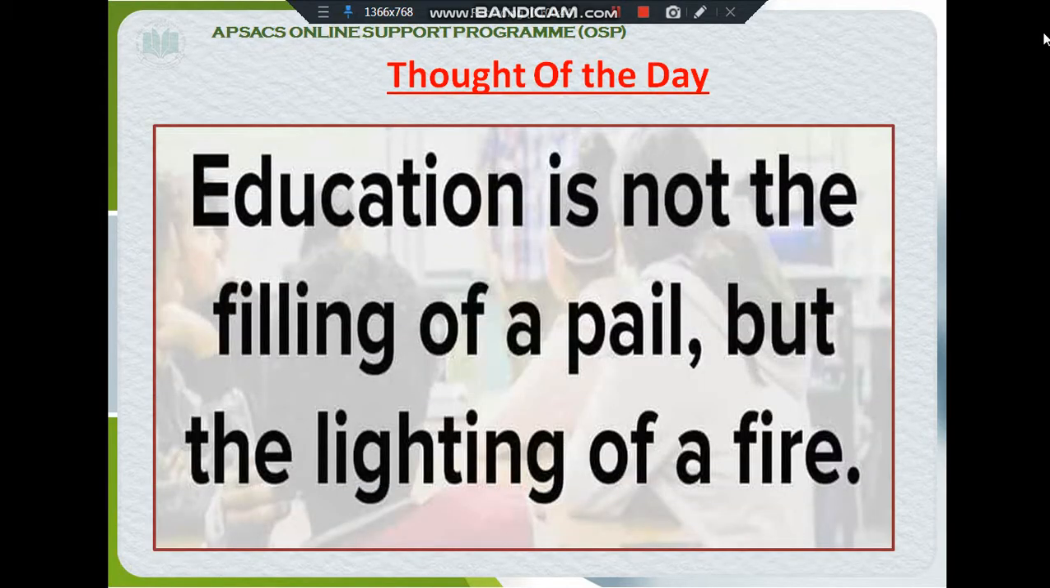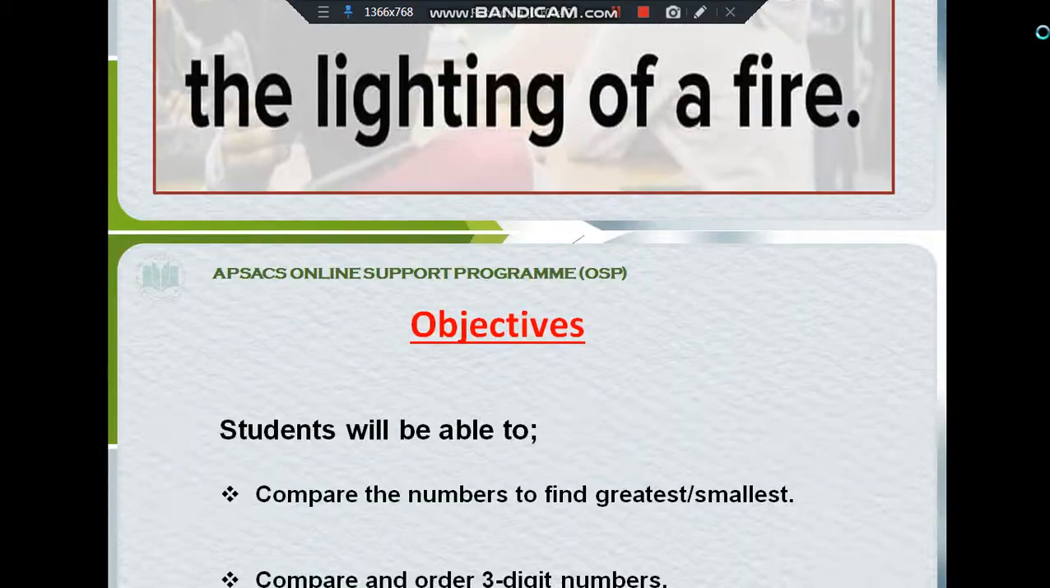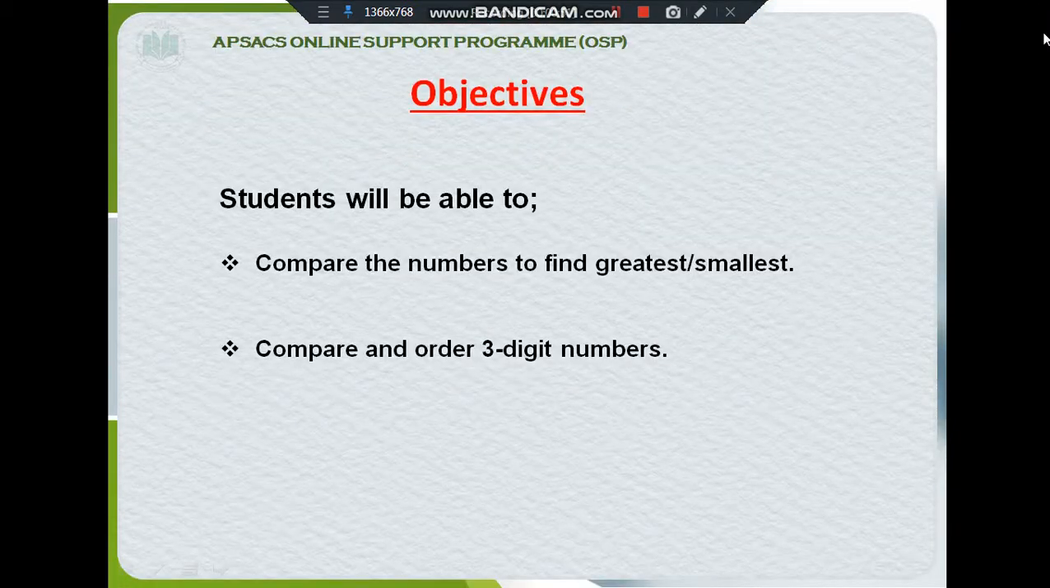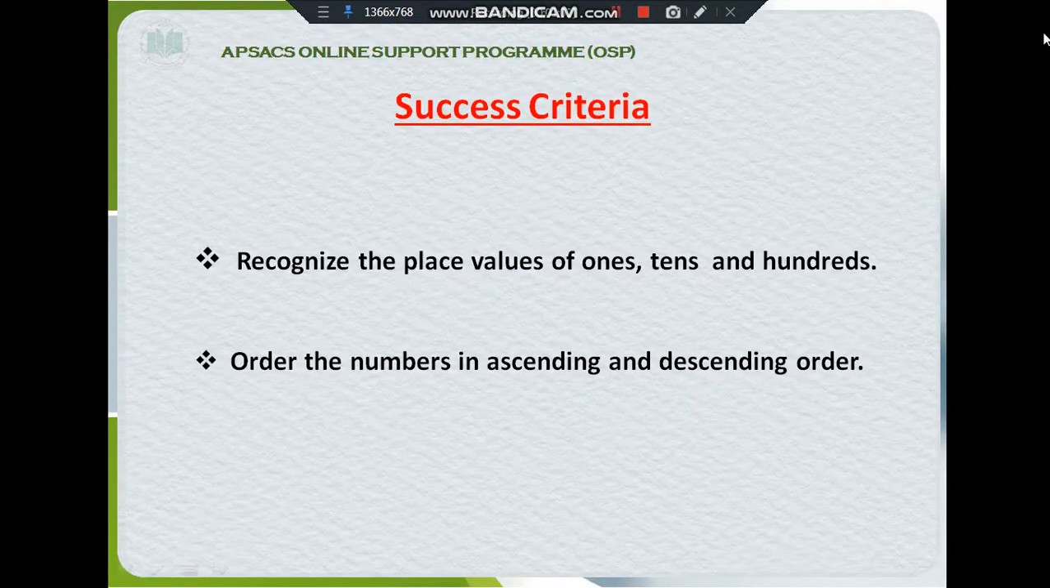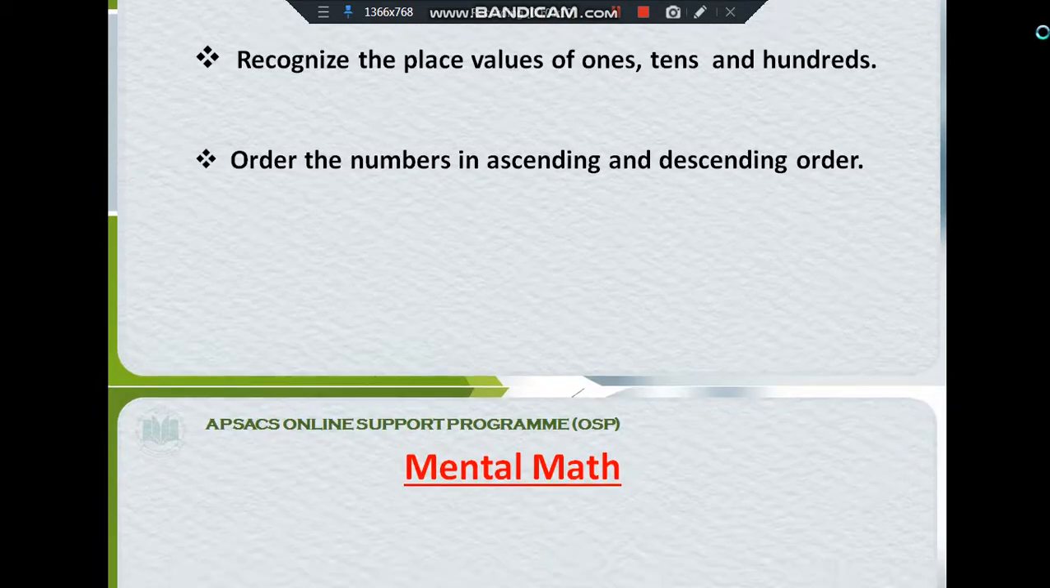Education is not the filling of a pail but the lighting of a fire. Our objectives today are to compare the numbers to find greatest and smallest, and compare and order 3-digit numbers. Success criteria: recognize the place values of ones, tens and hundreds, and order the numbers in ascending and descending order.